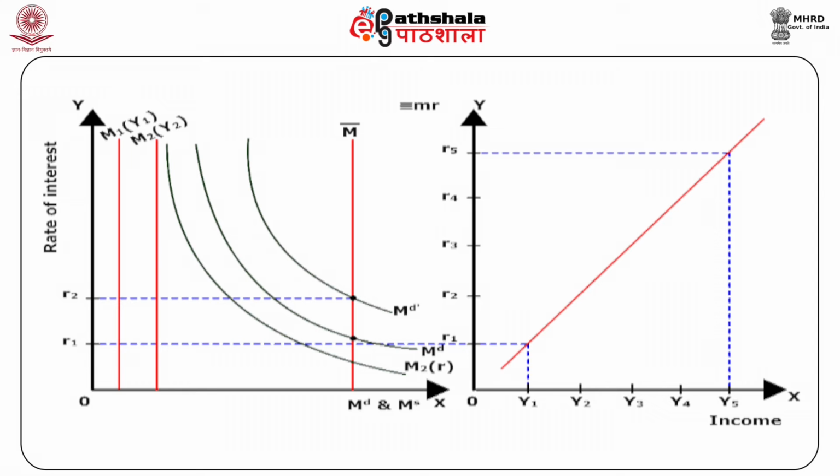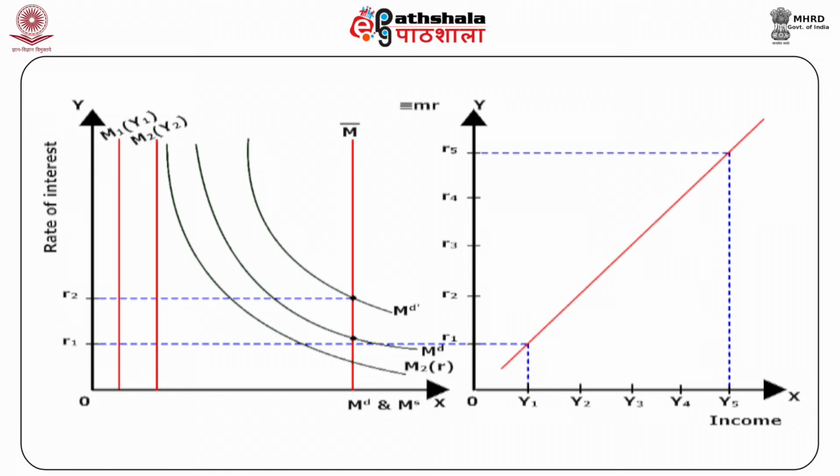Now, what happens in the product market is that the level of income increases from Y1 to Y2. When this happens, then M1, which is transactions and precautionary demand, also increases correspondingly. The M1 increases from M1 Y1 to M1 Y2, and the total money demand increases from MD to MD prime, that is, it goes to a higher level. When it goes to a higher level, it intersects with the money supply function M bar such that the new rate of interest is R2.